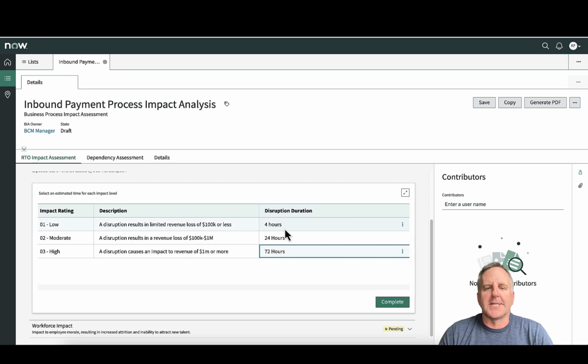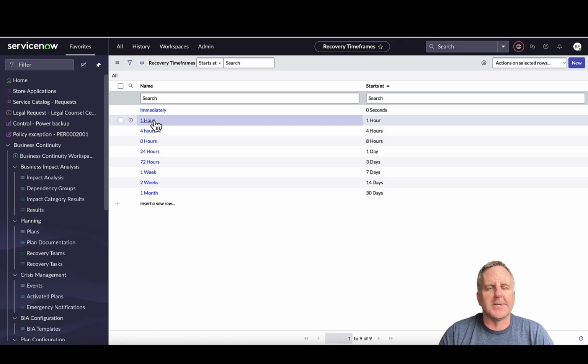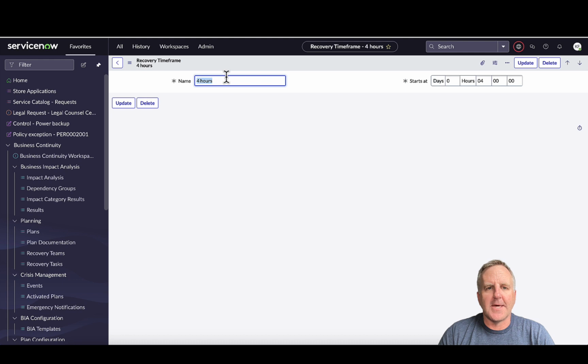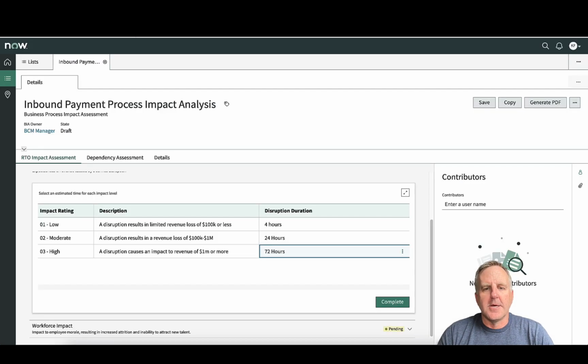And the reason I'm using "starts at" is because if I look in the system at how these are defined, here are my recovery timeframes that I was just choosing from. Here's my 4 hour one. You'll see that the main component of this is a starts at. So this starts at 4 hours. So up until 4 hours, I'm essentially saying here that I don't really have an impact.